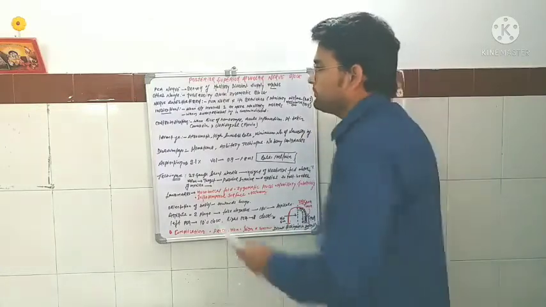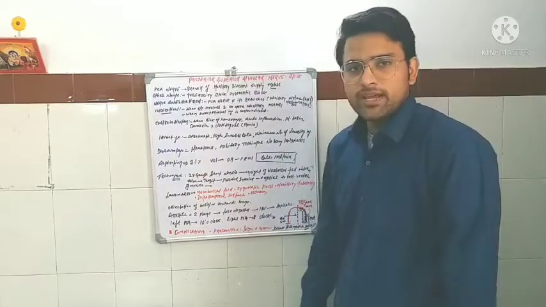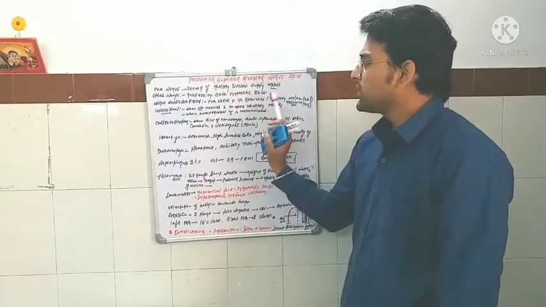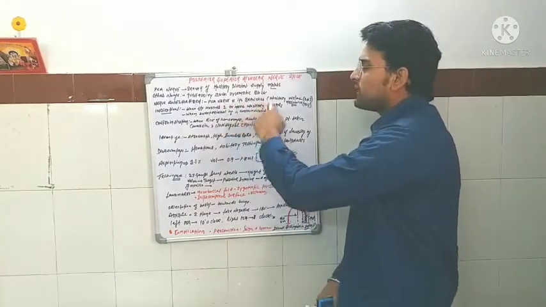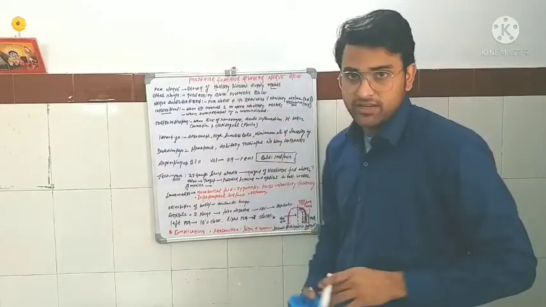So what are the area and the nerve that is to be anesthetized? The nerve that is to be anesthetized is the PSA nerve branch, posterior superior alveolar nerve branch of the maxillary.